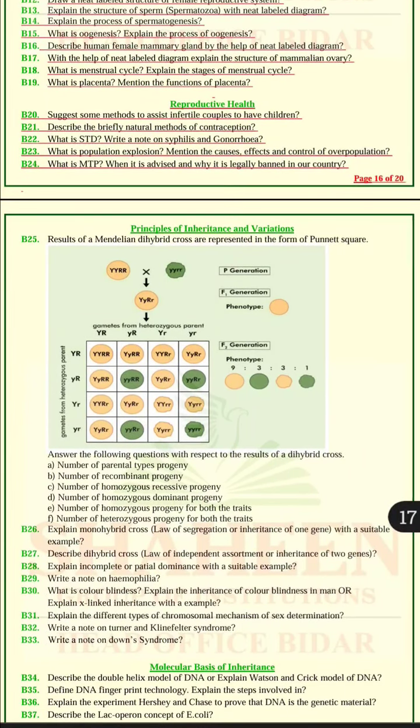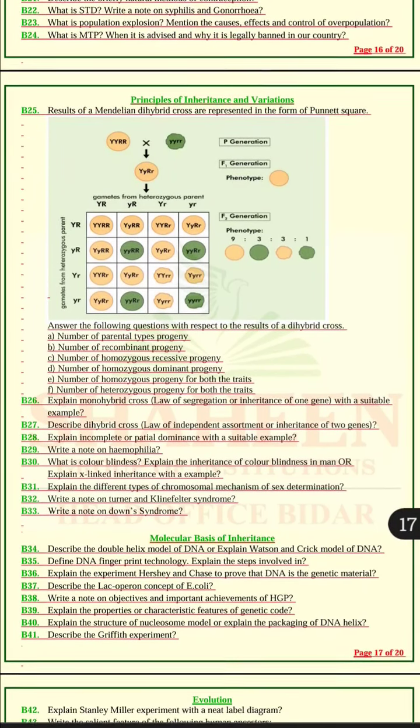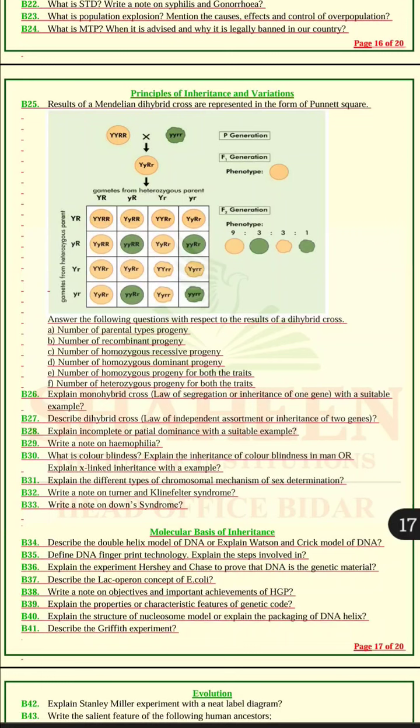Okay. And next chapter is our principles of inheritance and variations. Let us start with the first question, that is question number 25 in biology. Results of a Mendelian dihybrid cross are represented in the form of Punnett square. And this is a diagram, and we have to answer these questions. That is, answer the following questions with respect to the result of a dihybrid cross.